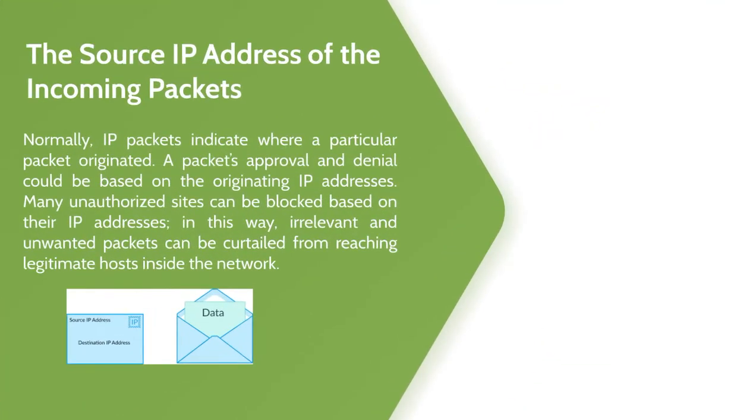The source IP address of the incoming packets. Normally, IP packets indicate where a particular packet originated. A packet's approval and denial could be based on the originating IP addresses. Many unauthorized sites can be blocked based on their IP addresses. In this way, irrelevant and unwanted packets can be curtailed from reaching legitimate hosts inside the network. For example, a significant amount of spam and unwanted advertisements are aimed at third-party businesses, causing wastage of bandwidth and computational resources. Packet filtering using source IP-based rule sets can effectively eliminate much of such unwanted messages.